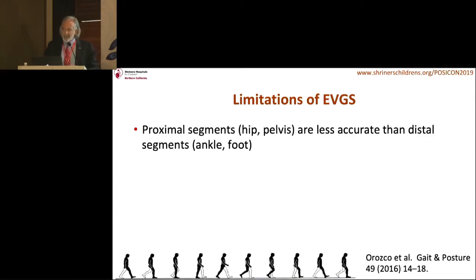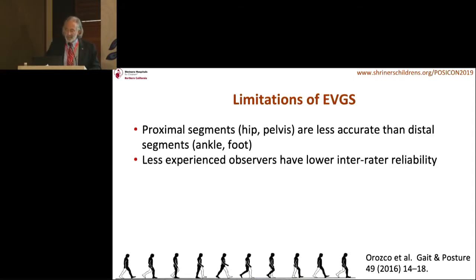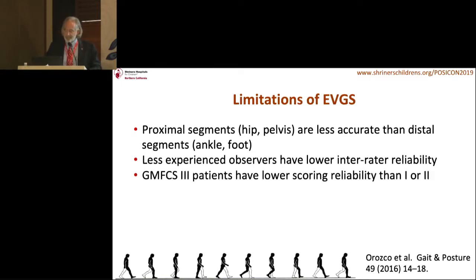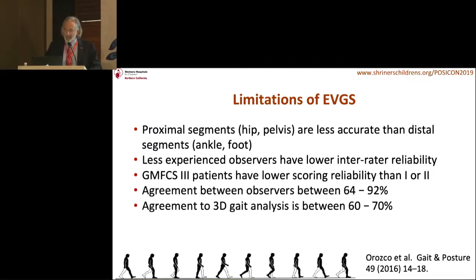Now, there are limitations of the EVGS. The proximal segments are less accurately scored than the distal segments. Less experienced observers have lower rates of reliability. GMFCS 3 patients who have more complex gait deviations have lower scoring reliability than 1 or 2. And agreement between observers is moderate to good, and then agreement with 3D gait analysis is in the moderate range.